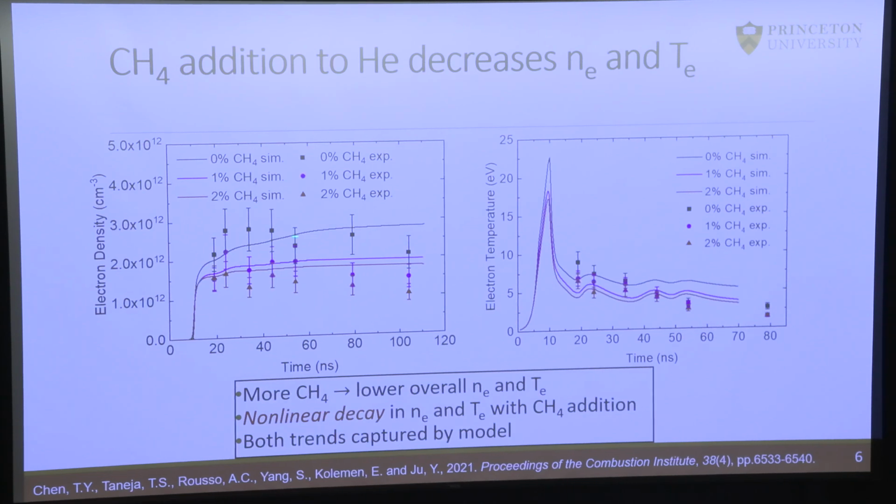So let's compare with the experiment. This is the number density of electrons in methane. We measure the electron number density, we measure the electron temperature, and we computationally model it. You can see here helium without methane, and here 1% methane, 2% methane. Without methane is here, with 1% and 2% almost the same. But 0 to 1% is significant.